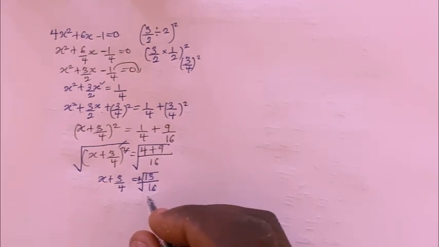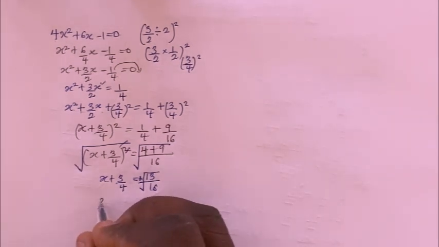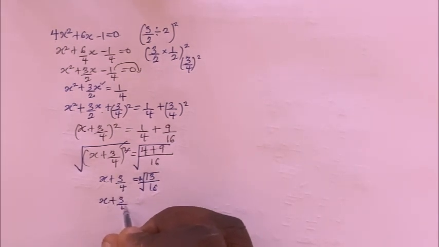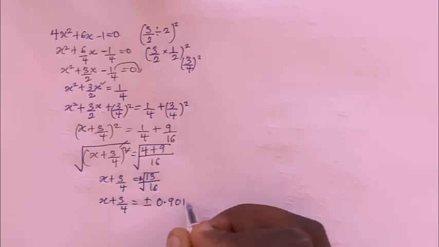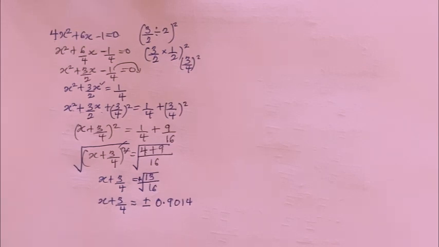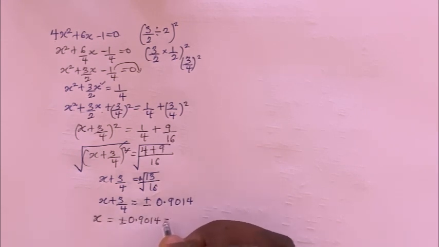And the root of 13 divided by 16, that should give us something like 0.9014 exactly. Let's use that one. That's x plus 3 divided by 4 equals plus or minus 0.9014 exactly. So now in this case, I'm going to bring this toward the other side so that I'm going to have x equals plus or minus 0.9014, then minus 3 divided by 4 exactly.